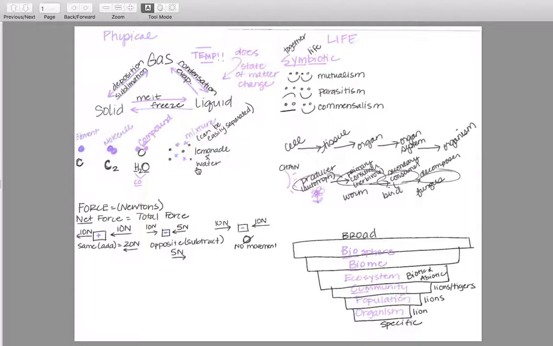And then the last thing to think about is mixtures. Mixtures are just a conglomeration of different things. I gave an example of lemonade and water.